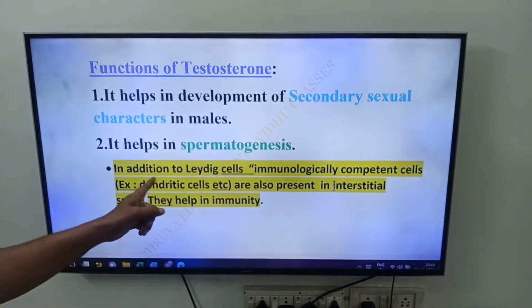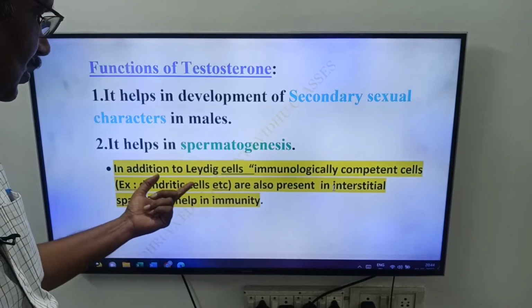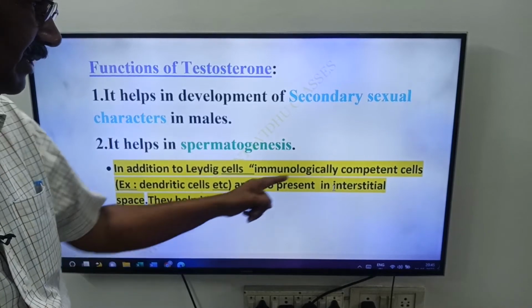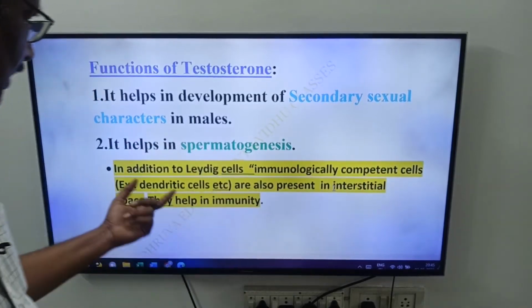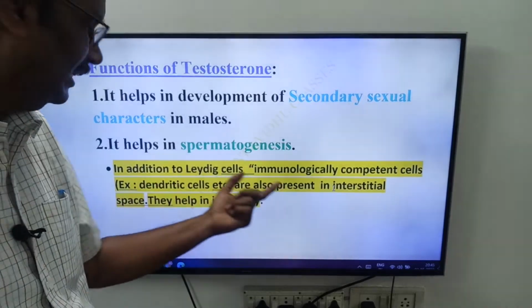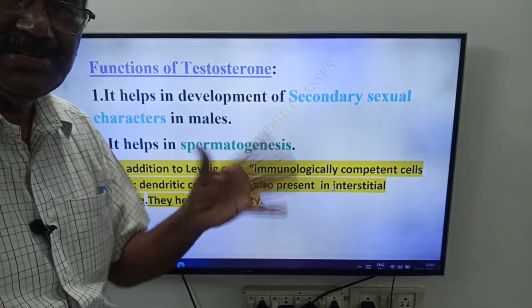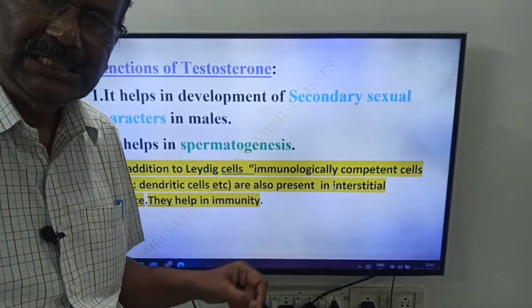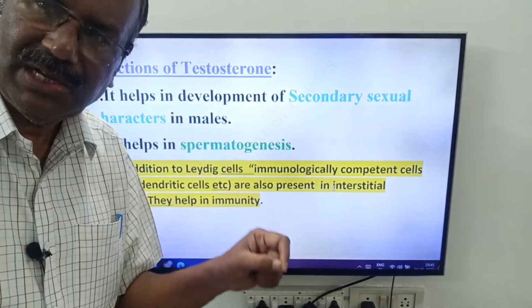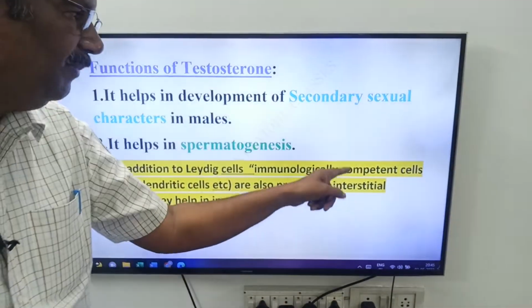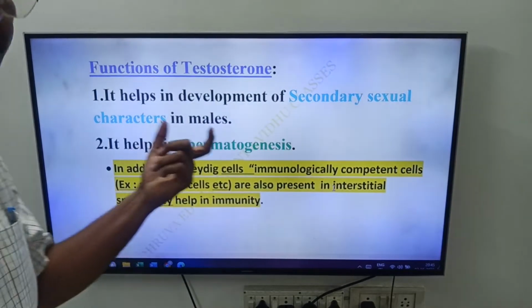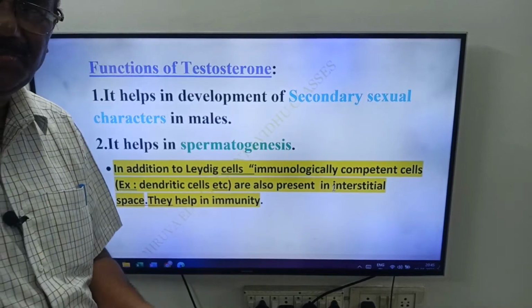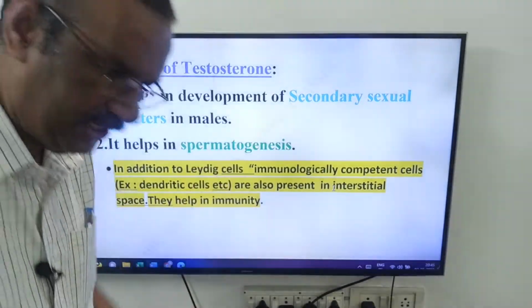See, friends, this is for NEET and MCET. In addition to Leydig cells, immunologically competent cells, that is dendritic cells, are also present in the interstitial space. Leydig cells are present in the interstitial space. In addition to Leydig cells, the interstitial space of the testis also has immunologically competent cells, for example dendritic cells. They play an important role in immunity, friends.